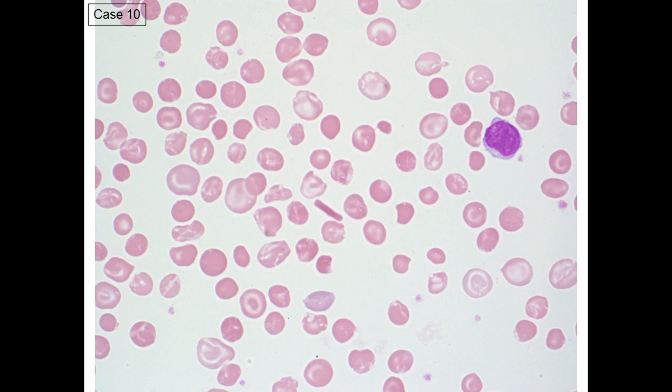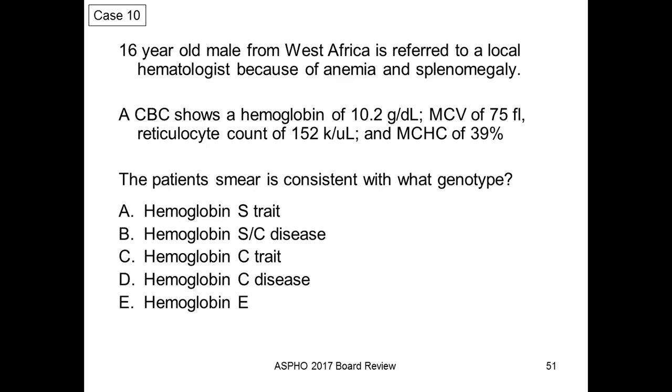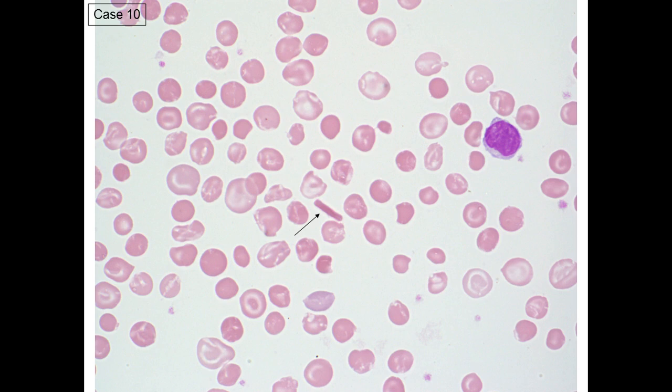All right, case number 10. A 16-year-old male from West Africa referred to a local hematologist because of anemia and splenomegaly. So this CBC showed anemia, MCV of 75, reticulocyte count of 152, and an elevated MCHC of 39%. So the patient's smear is consistent with what genotype? Is it hemoglobin S trait? Is it hemoglobin SC disease, hemoglobin C trait, C disease, or hemoglobin E? And an arrow is drawn to a relevant finding on the smear.